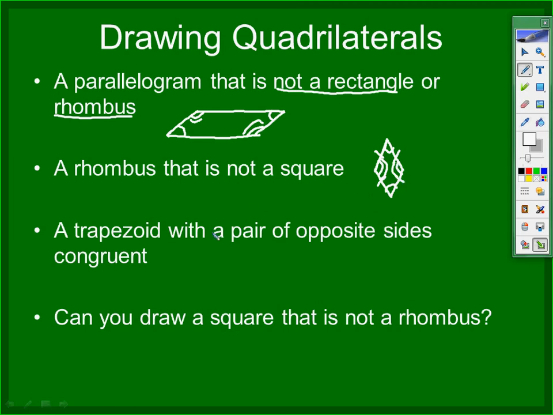A trapezoid with a pair of opposite sides congruent. So a trapezoid means that it's got one pair of parallel sides, but we need opposite sides congruent. This one's a little more difficult. It would look something like that, where this side is actually congruent to this side, and they would be opposite sides.